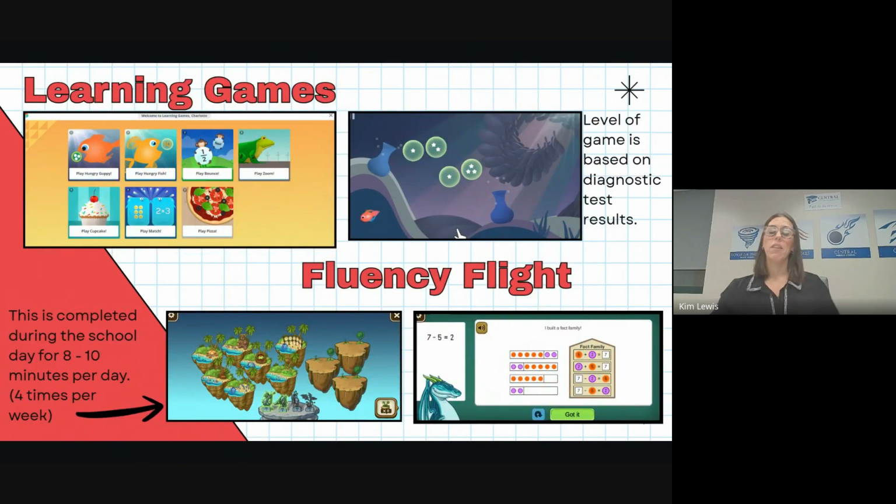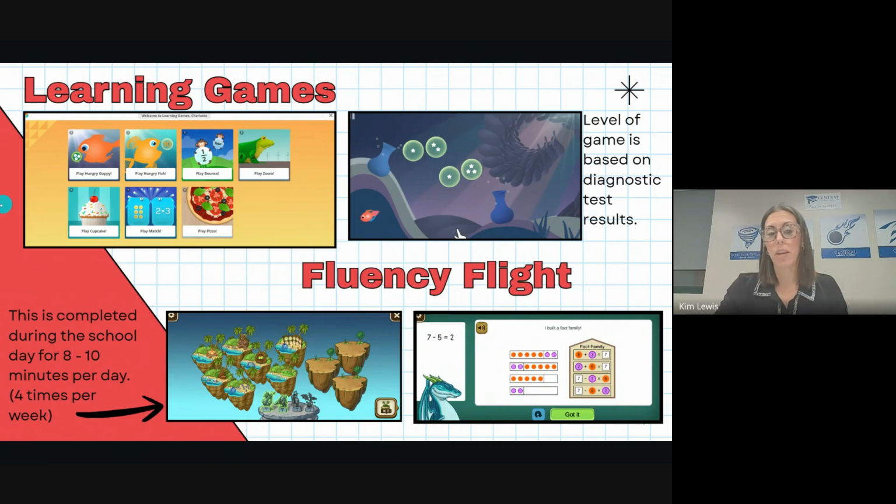So that's the MyPath. Another link that they have on that home screen is learning games. So I pointed out learning games on that family letter. Every student has a variety of learning games, and those learning games are adjusted based on how they did on the diagnostic test. So again, they may all have the same games, but the level in which the questioning is in that game is matched to where they're at as an individual student.